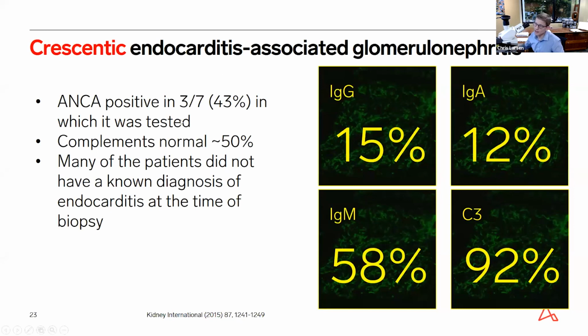We had a small case series in which we found that ANCA being positive in these crescentic endocarditis-associated glomerulonephritis is not that uncommon. As you can see here, 3 out of 7 had ANCA positivity. Complements are oftentimes normal, so it's not always true that they have hypocomplementemia. And oftentimes the patients that we've seen in our practice will not have a diagnosis of endocarditis at the time of the biopsy. So again, it requires a high index of suspicion to do this workup to discover it.